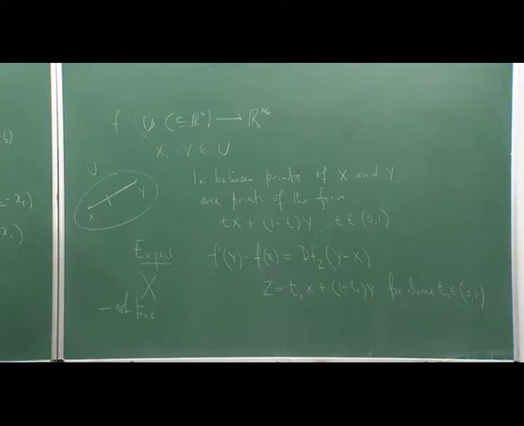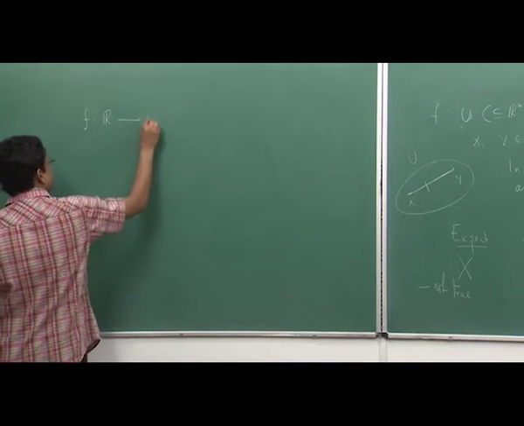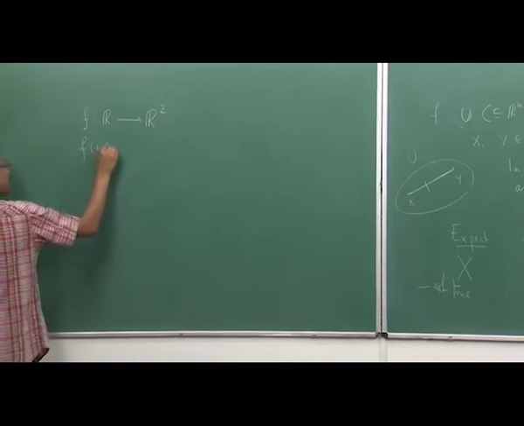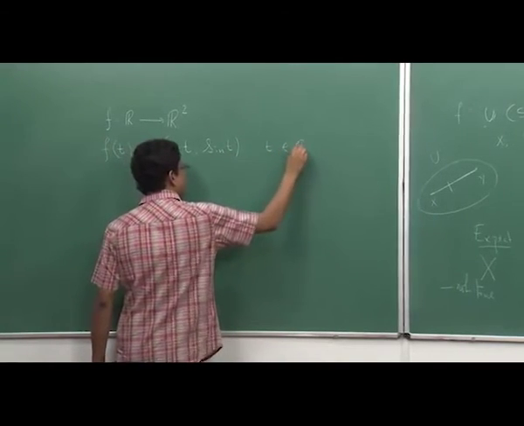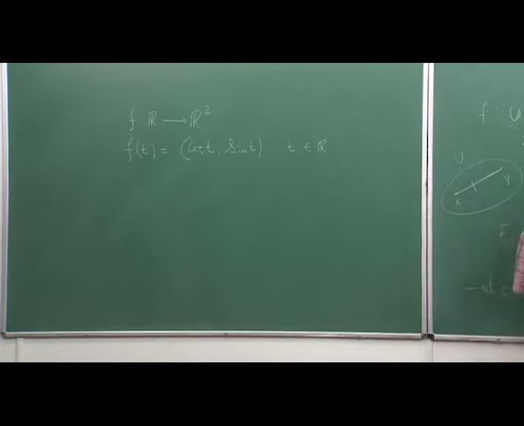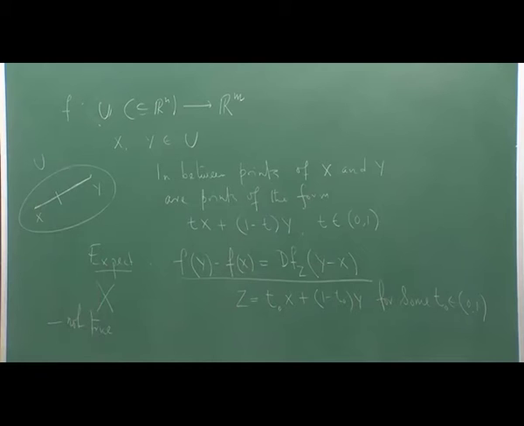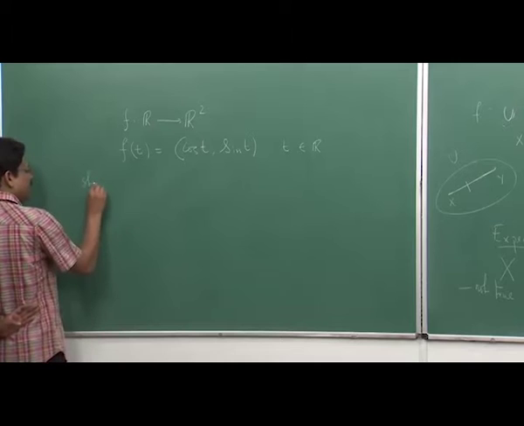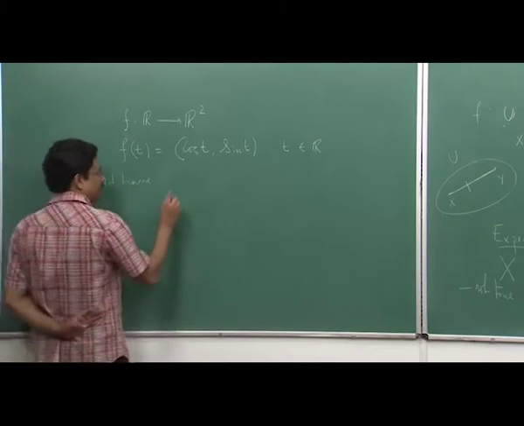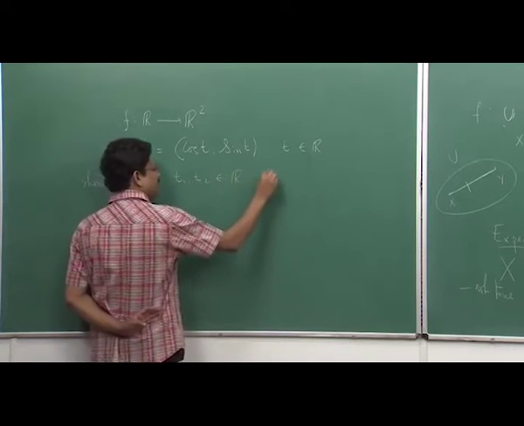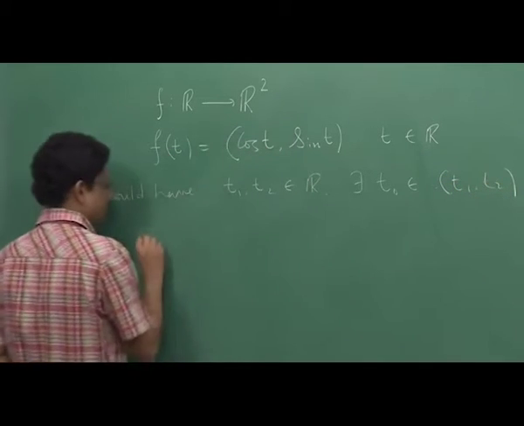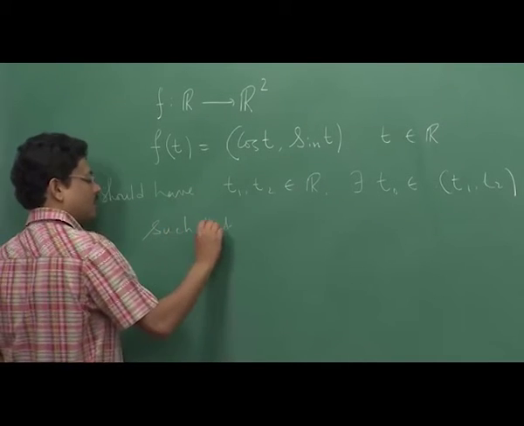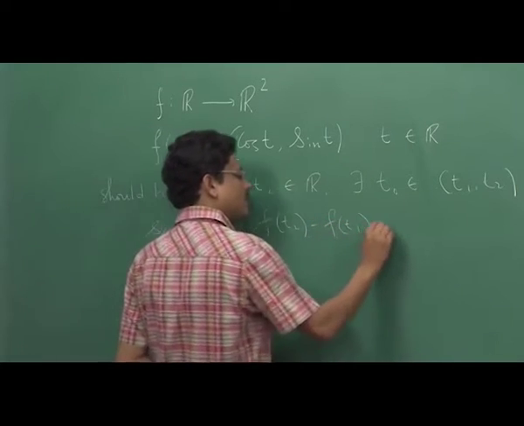Why? Let me show an example. I take f from the entire R to R2, and I take a very simple function, f t equal to cos t, sin t, t in R. If such a statement is true, if what we expect is true, then given T1, T2 in R, there exists T naught between T1 and T2 such that f T2 minus f T1 equal to f prime at T naught.